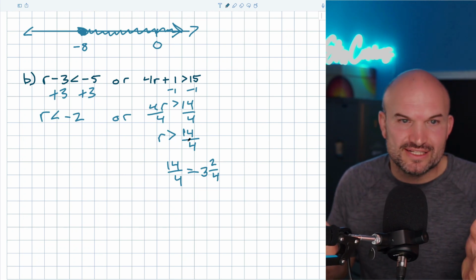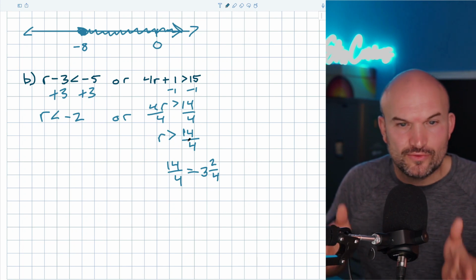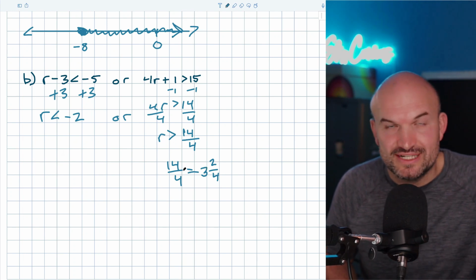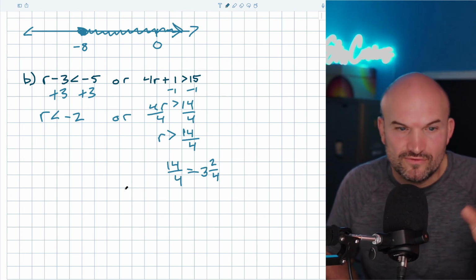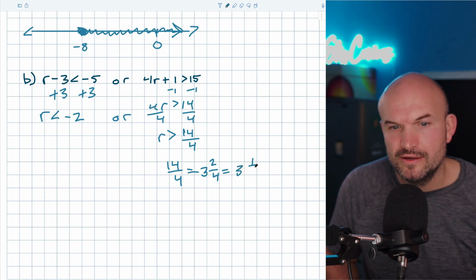So the reason why that's important is, if I'm trying to guess where this goes on a number line, it's going to be between 3 and 4 because 4 times 4 is 16 and 4 times 3 is 12. So 14 is right in between there. That's where you get the 3 and 1/2. So it could be 3 and 1/2.